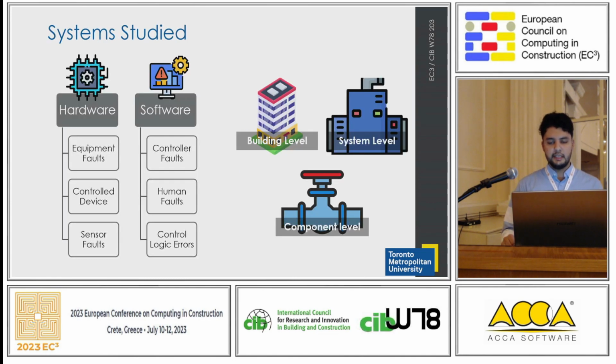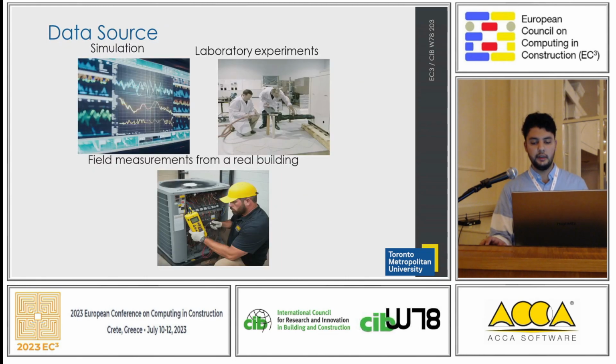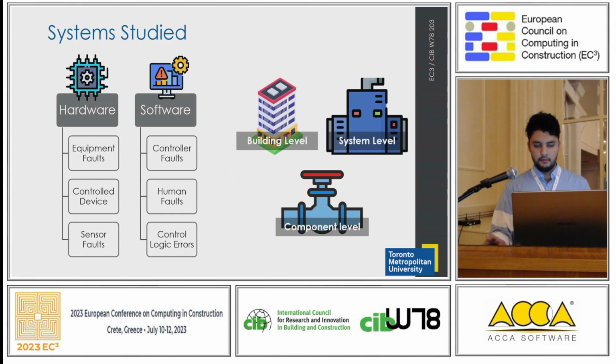In terms of system studied, HVAC faults can be categorized as hardware, software, and by the type of component. Hardware faults further include equipment faults, sensor faults, and control device faults, including actuators. Software faults further include controller faults, for example, an issue with the control algorithm. Human faults are when the person who is operating the system makes a mistake, and control logic errors are like programming errors.